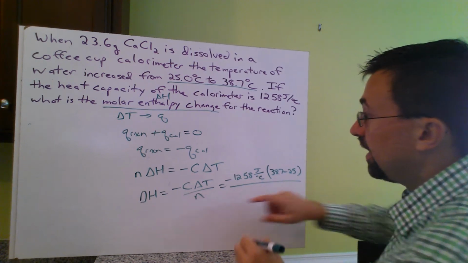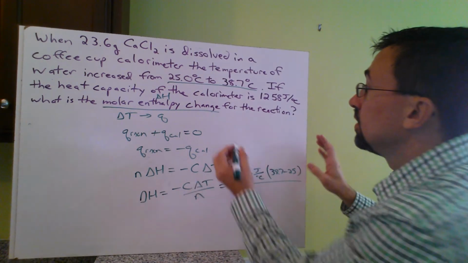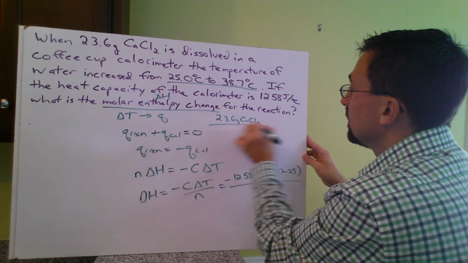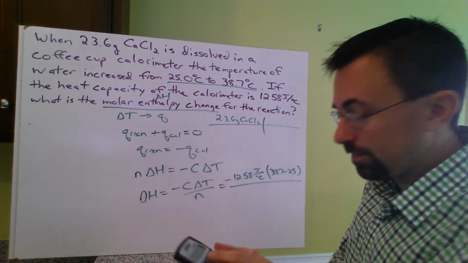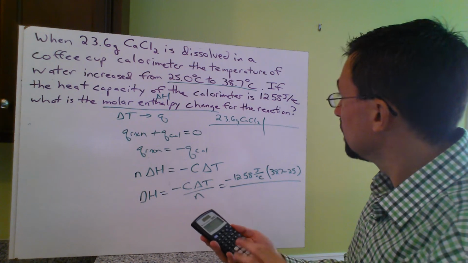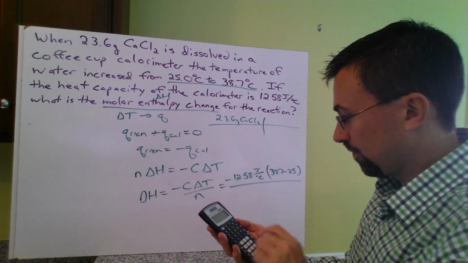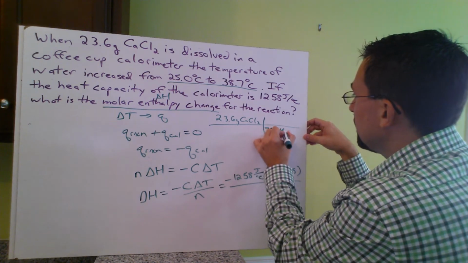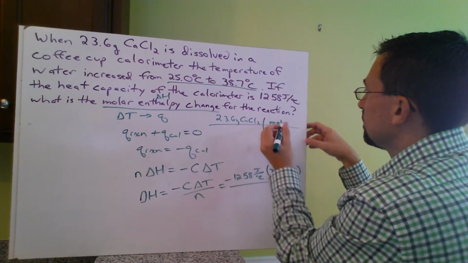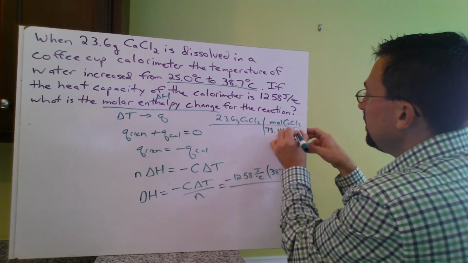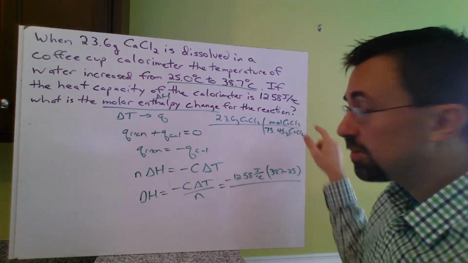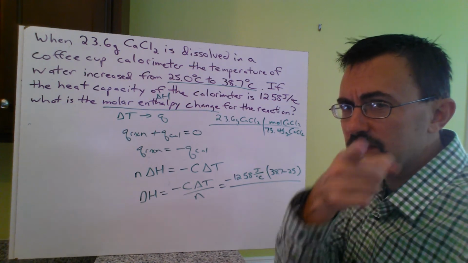And then n is moles. So we do have to solve for moles. So we have 23.6 grams of calcium chloride. You divide by the formula weight. I get 75.45 grams per mole. Please note, even on this problem with one chemical, I'm still putting in my labels. Get in the habit. If I can write those labels every time, so can you.